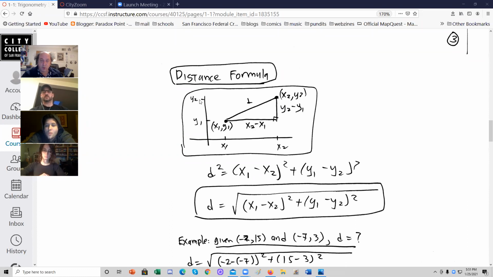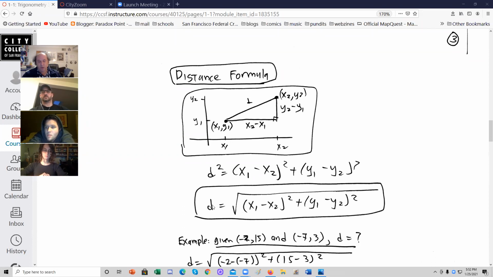This point is at height y2. This point is at height y1. So therefore, the difference of their height is y2 minus y1. So you have this side here, x2 minus x1, and this side here, y2 minus y1, and the diagonal d. Therefore, by the Pythagorean theorem, d squared equals x1 minus x2 squared plus y1 minus y2 squared.